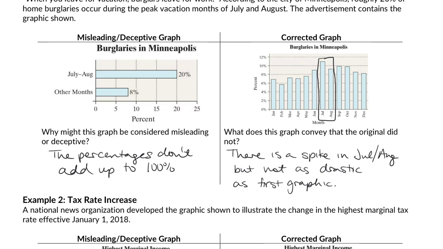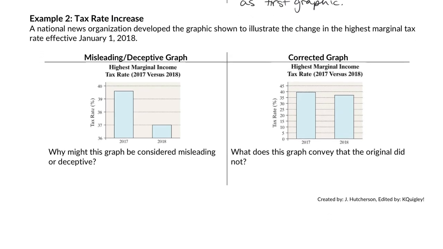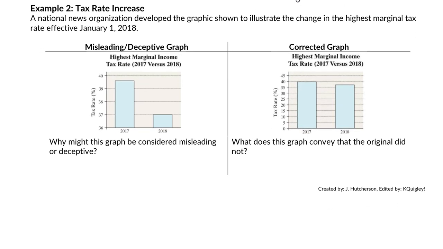Let's look at the second example. A national news organization developed the graphic shown to illustrate the change in the highest marginal tax rate effective January 1st, 2018, comparing 2017 and 2018, basically. Why might this first graphic be considered misleading or deceptive? You start off at 36 instead of 0. Absolutely. This is a problem.